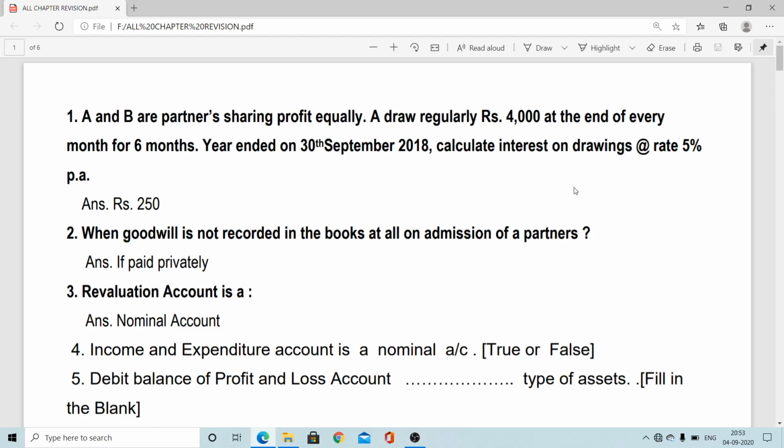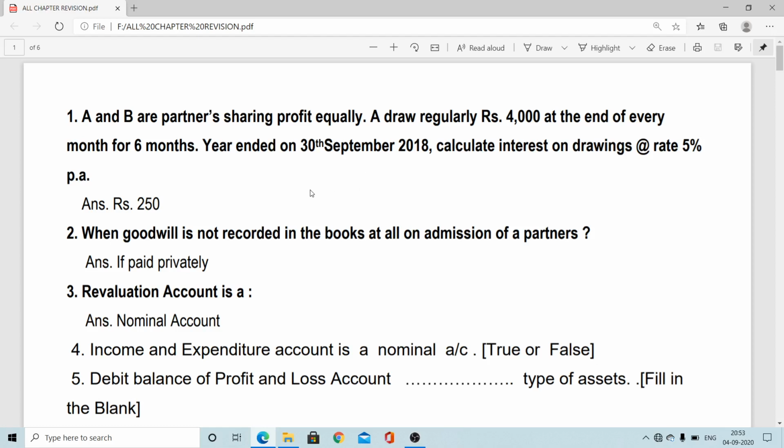And regarding the time, you have to see here whether it is beginning or end. Drawing regularly 4,000 at the end of every month. So when it is end, that time the formula is x minus 1 by 2, where x is the number of months of drawing. So 6 minus 1 by 2, that is 5 by 2, means 2.5 by 12 months.